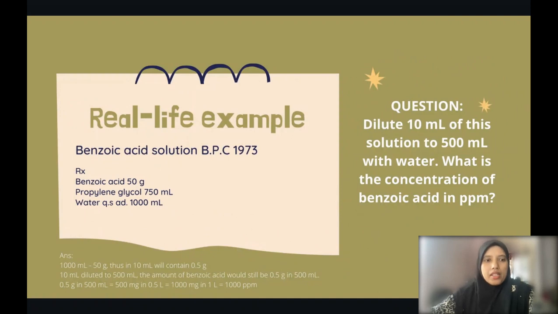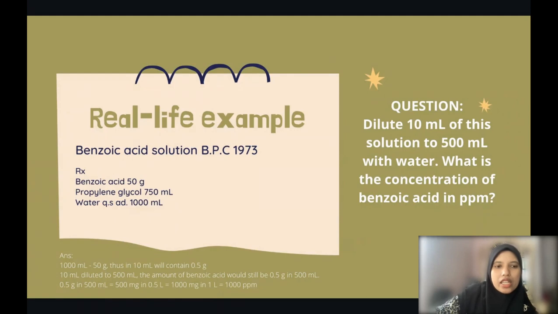This is another example of a calculation. You have benzoic acid solution, BPC 1973. There's 50 gram of benzoic acid in each 1 liter of solution. The question is: dilute 10 ml of this solution to 500 ml with water. What is the concentration of benzoic acid in ppm? I already provided the answer there.